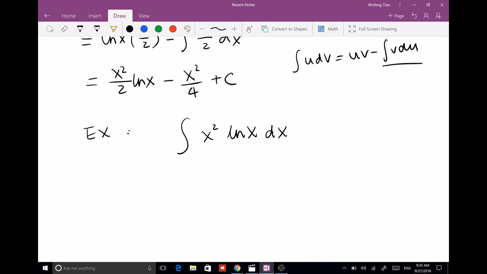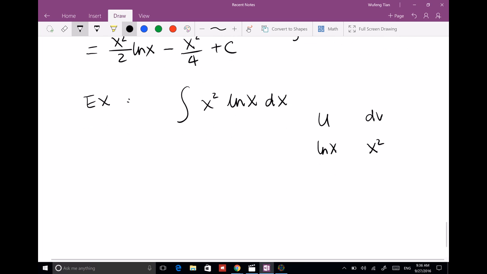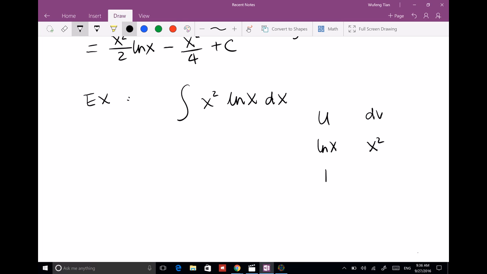Alright, so can anyone tell me how you did it? So I said ln x equals u and the x squared is the dv then. Yep. And the derivative of ln x is just going to be the negative 1 over x. And the antiderivative of x squared is x cubed over 2. Very good.